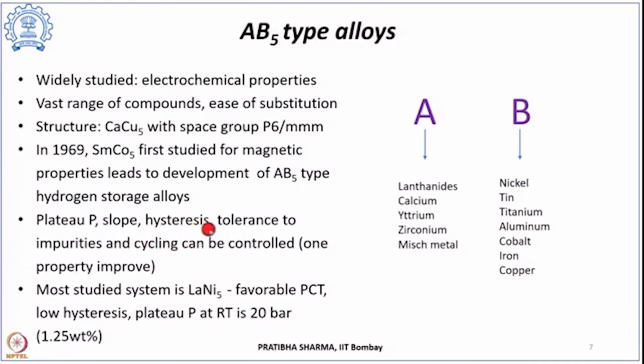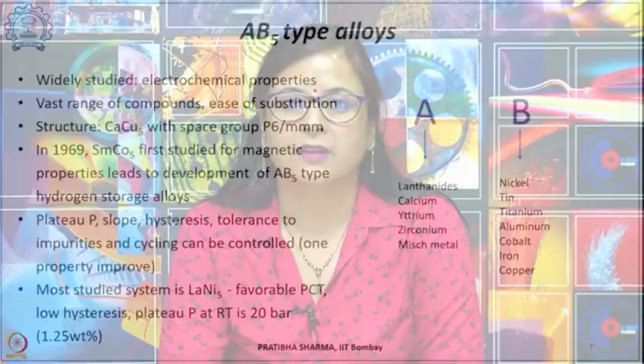And all these can be controlled by appropriate selection of elements onto the A and B sites. And that makes this class of compounds very interesting in the sense that we can tailor the required hydrogen storage properties by appropriate selection of A and B, at the same time substitution of these elements. But sometimes what happens is, if we try to improve one property, let us say for hydrogen storage property, its desorption temperature may be higher. So if we try to improve one property, that may deteriorate the other. So that makes it a little complex in that case.